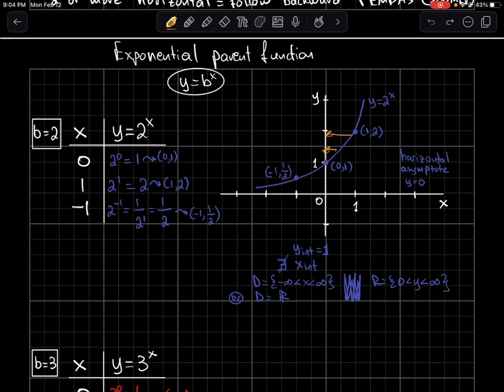Okay, how do I write this? Same format, only for y, and it needs to be between 0 and infinity. The lowest point is 0, but I can't touch it. There is a hole there, and it keeps going on forever all the way to infinity. That is the exponential parent function when the base is 2.